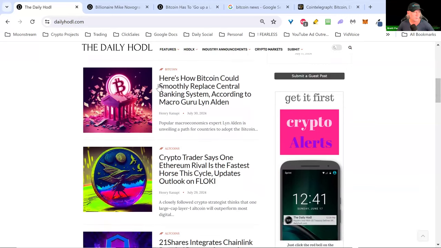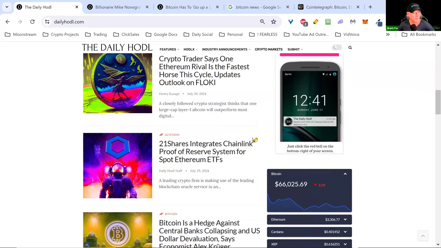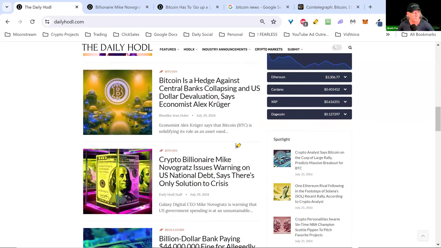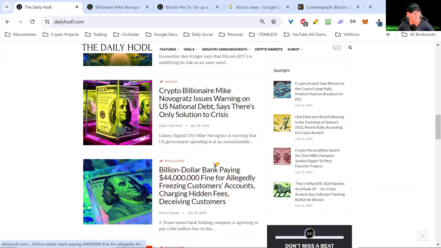But here's an article about how Bitcoin could smoothly replace central banking. There's no shortage of news out there. I'm skimming for anything that's important. And I think, let's see, Novogratz issues warning on the U.S. national debt, says there's only one solution to the crisis. Well, similarly, I believe it was Cynthia Lummis who said that if we did buy Bitcoin and put it as a reserve asset, it could solve and wipe out all of our debt, if the price goes up significantly.